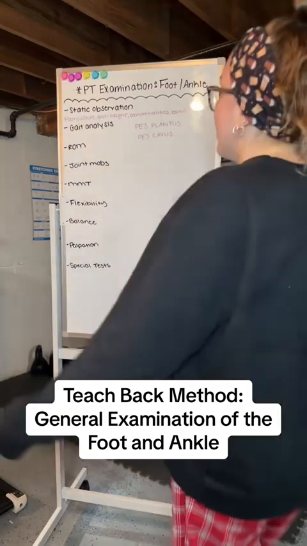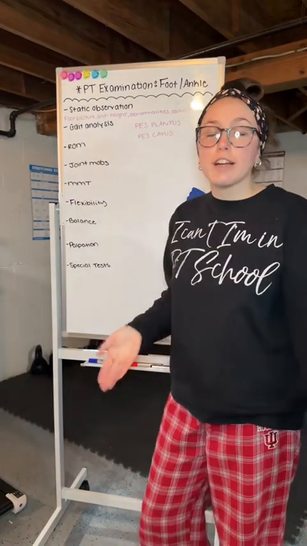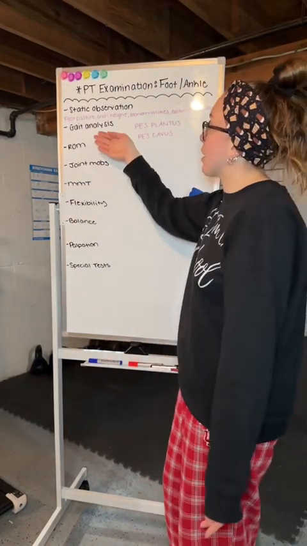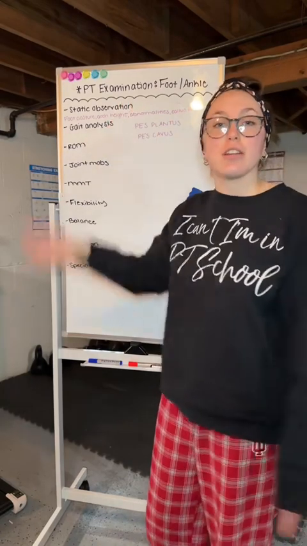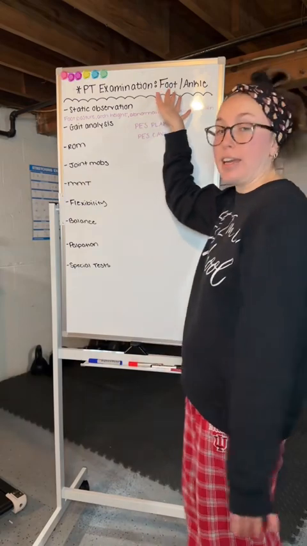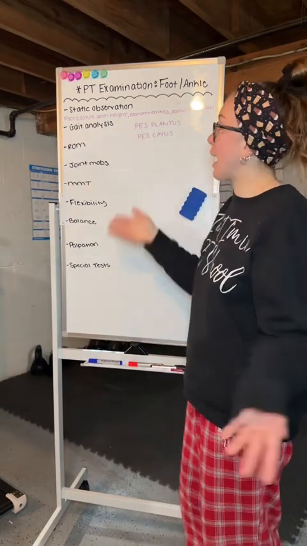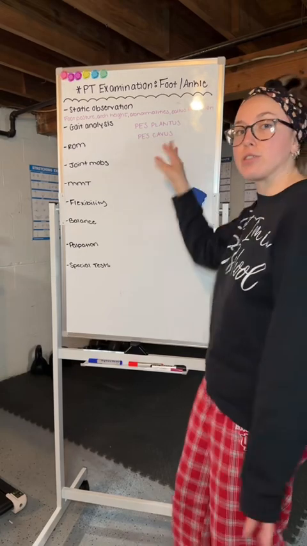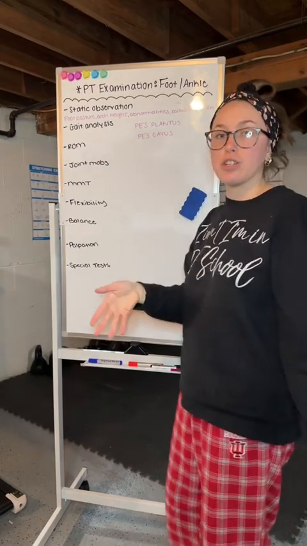Let's break them down. Static observation is one of the very first things we can do. When our patient is walking into the clinic, we can look at our gait analysis or static observation. They're just standing there before they sit down. So in relation to our foot and ankle, there's a couple of things that we want to check out. Foot posture. Over here I put pes planus and pes cavus. Those are the 2 main things we're looking for in relation to arch height.